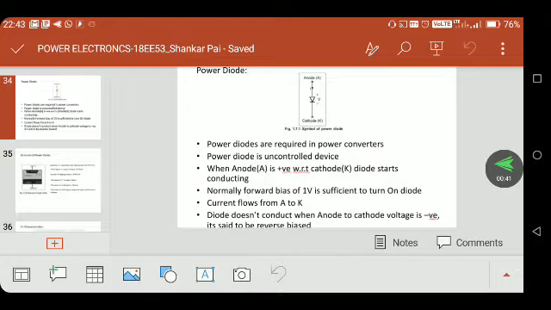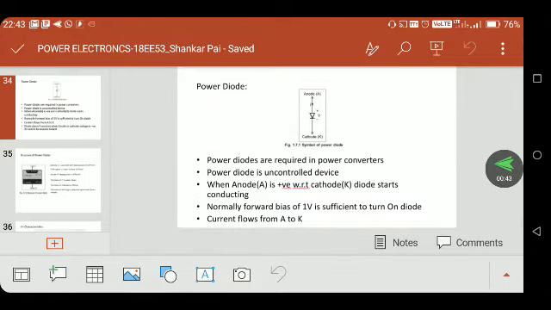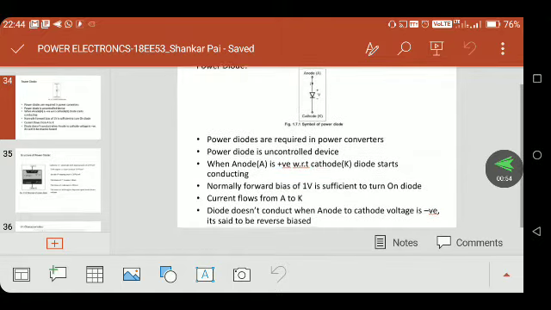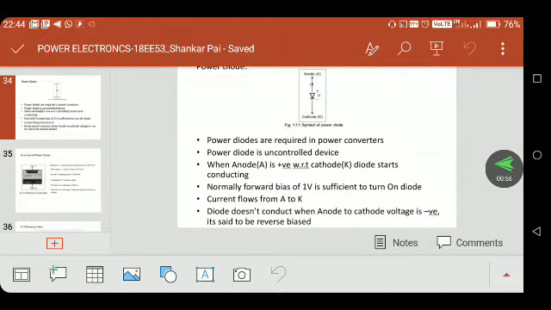Look at the terminals of the diodes here. They are the same as in a signal diode. The terminals are represented as anode and cathode. Now look at some of the features of this power diode. Normally these diodes require 1 volt to turn on. Current will always flow from anode to cathode, and this type of diode does not conduct in reverse bias.